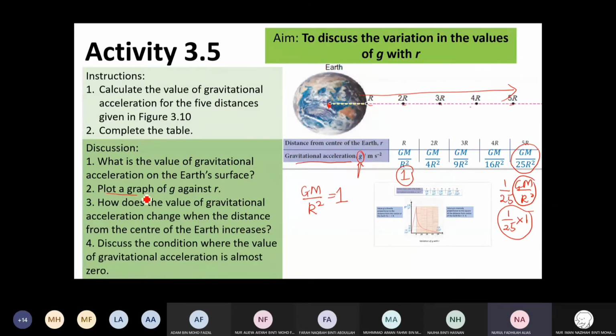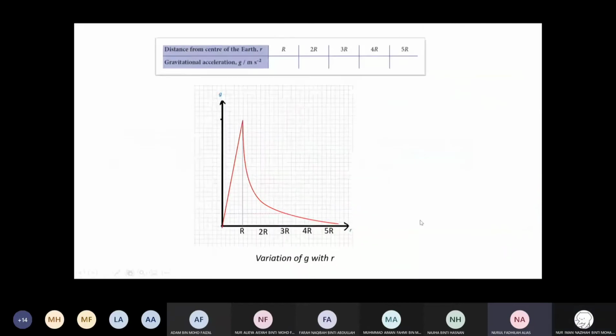Okay, so when you have this data, you can plot a graph. Plot a graph of G against R. So how does the graph look like? Okay, I have plotted this one for you. Look at how the graph is. If you are asked to sketch this graph, make sure you know how to sketch the graph. It's not that difficult.